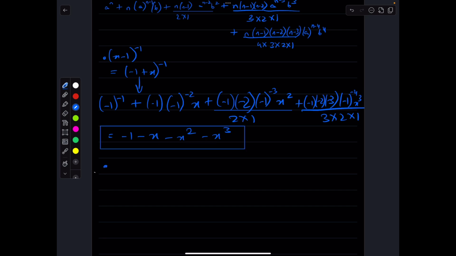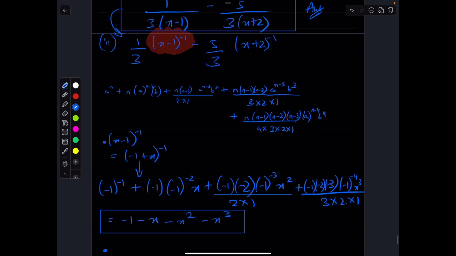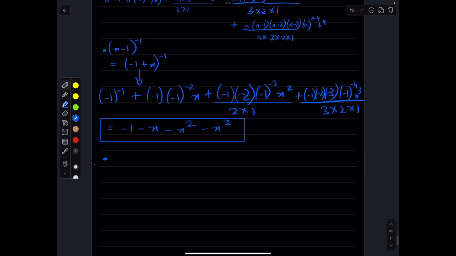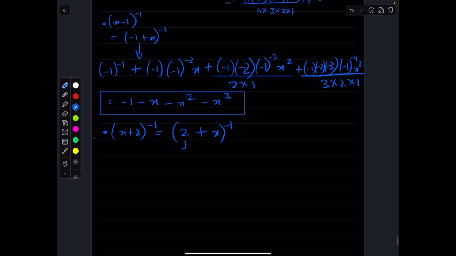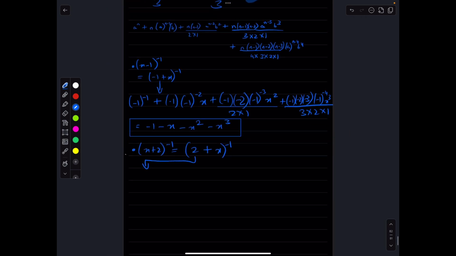Alright. Oh wait, this is not my answer because I still have to expand this thing. I'm only done with the expansion part. Then I have to expand this thing. For this, x plus 2 to the power minus 1, I realize that a constant should be in the first place. I write the constant in the first place, and then I simply expand using this formula.